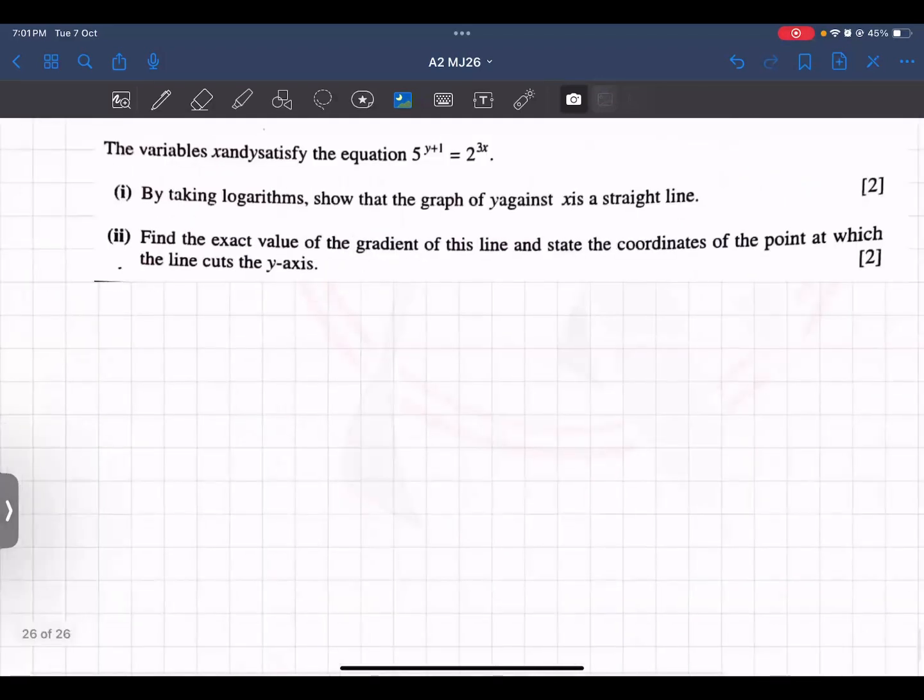The variables x and y satisfy the equation 5 to the power y plus 1 is equal to 2 to the power 3x. By taking logs, show that the graph of y against x is a straight line. So they're telling us that y is on the vertical axis and x on the horizontal axis. So after comparison, we will get the value of the gradient and the intercept, and let's see.